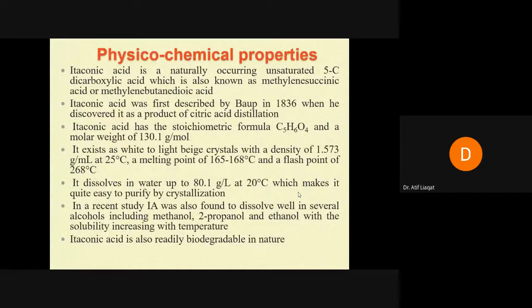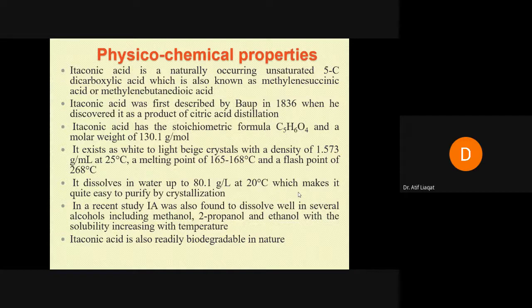In physicochemical properties, this acid is a naturally occurring unsaturated 5-carbon containing dicarboxylic acid, means it has 2 carboxylic acid groups, which is also known as methylene succinic acid or methylene butane dioic acid. Itaconic acid was first described by Baup in 1836 when he discovered it as a product of citric acid distillation. So, just like citric acid is also an organic acid, itaconic acid has a stoichiometric formula C5H6O4 and a molar weight of 130.1 gram per mole.